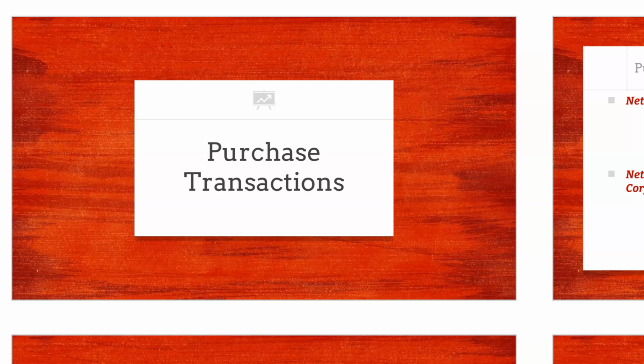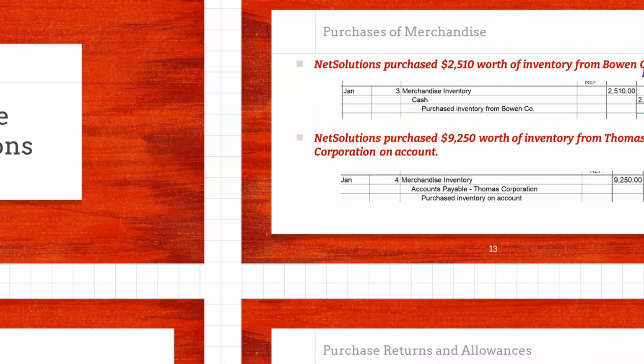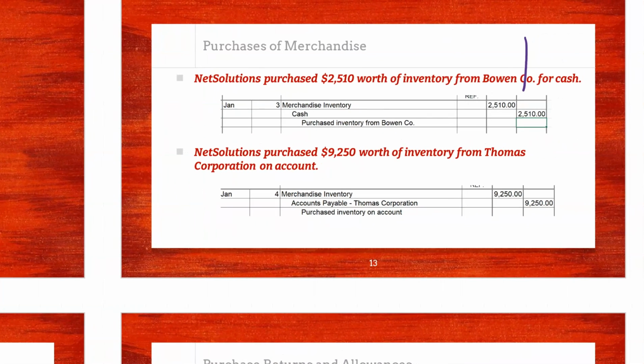We've been looking at transactions for merchandising businesses, and we looked at the sale of merchandise. Now we're going to look at the purchase of merchandise and how they are recorded. If we purchase merchandise, a merchandising business such as Target or Walmart needs to have merchandise on hand to sell. So when they purchase merchandise, they're going to debit merchandise inventory.